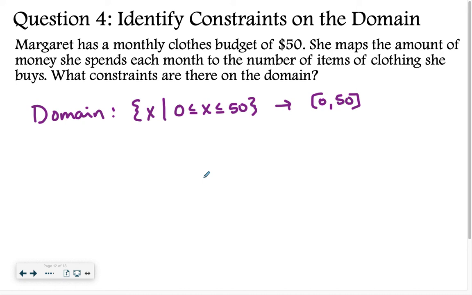All right, hopefully you ended up with x has to be something between $0 and $50 for this example. If Margaret chose not to buy anything that month, that's fine. She would spend $0. And maybe she found a bunch of things she really likes, so she spent $50 another month. So you would include 50. If I wrote it in interval notation, I would use the square brackets, so that way I know that they are included. Or you could write it this way. Both are acceptable answers. You just have to pick one of them.